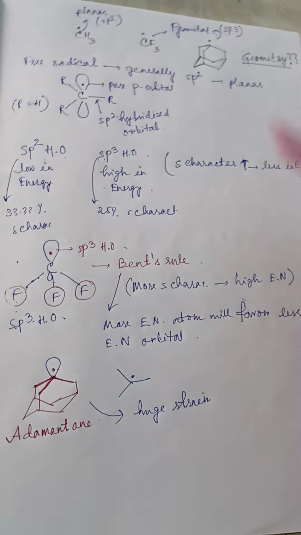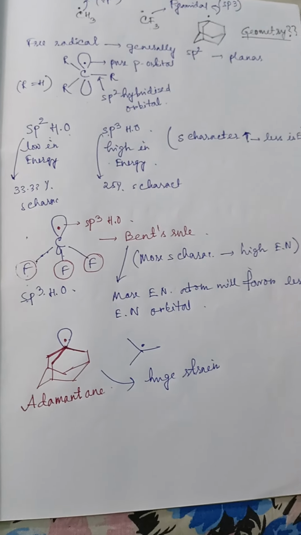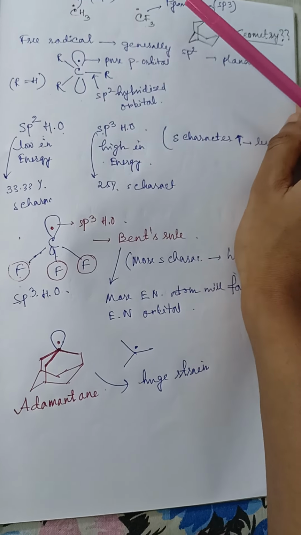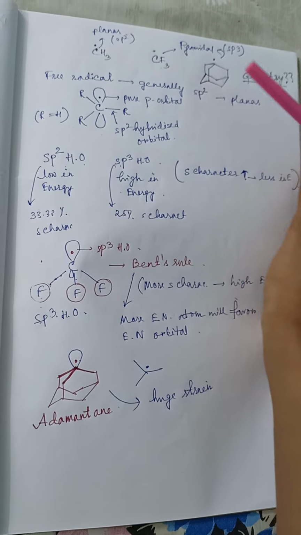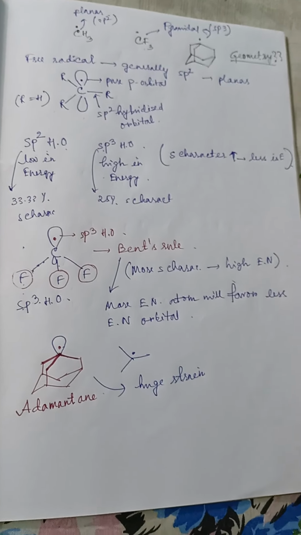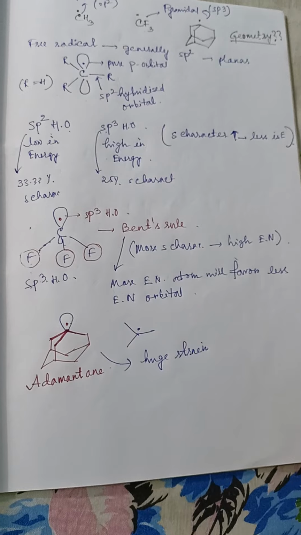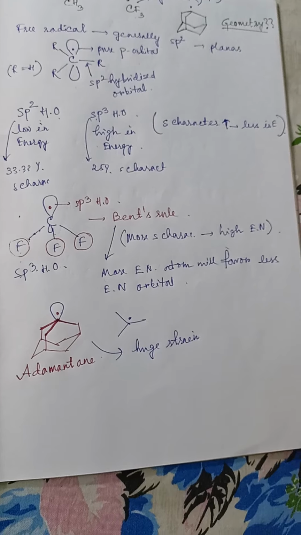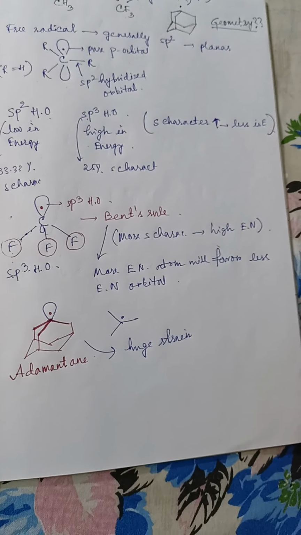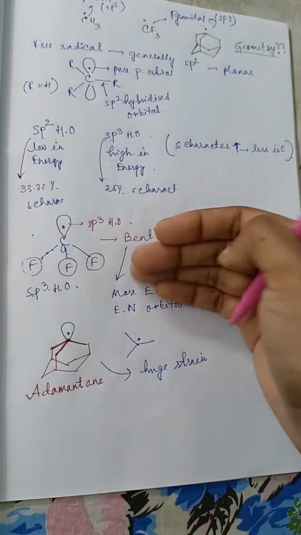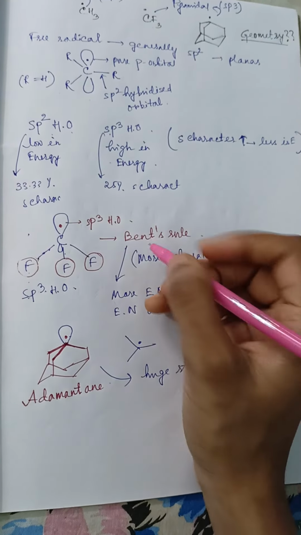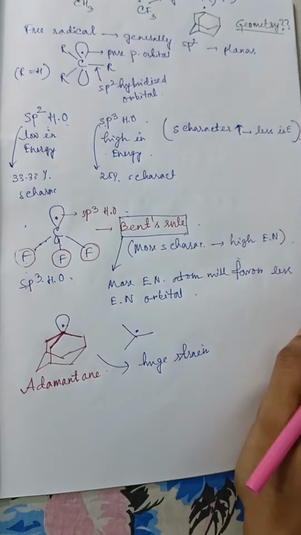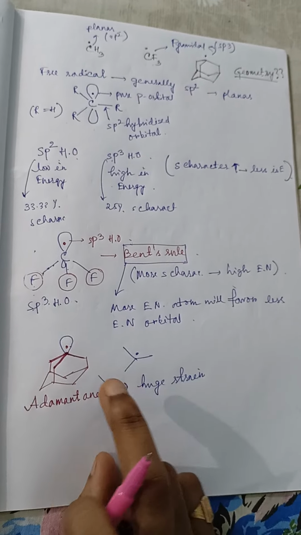So here is the summary: in general, a free radical tries to assume planar geometry, that is sp2 hybridization. But in the case of the trifluoromethyl radical or the adamantyl free radical, any bicyclic or cyclic compound actually, they always prefer to be in a pyramidal shape. They always try to assume sp3 hybridization because of these two reasons. So here we learned about Bent's rule, we got the idea of the basis of Bent's rule, and we also learned about adamantane.